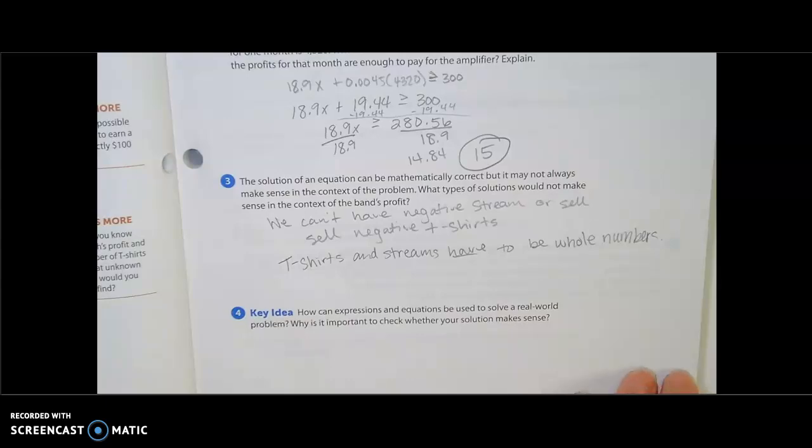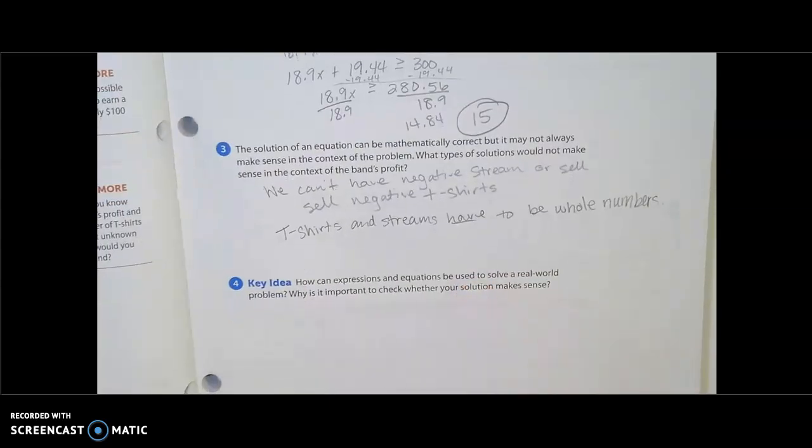All right, number 4, our key idea. How can expressions and equations be used to solve real-world problems? Why is it important to check whether your solution makes sense? So I'm just going to talk about it. I'm not going to write it. So we know that an expression or an equation models a real situation mathematically. So you can represent the relationships between known and unknown quantities and figure out the calculations in order to find our solution. But it is important to check our solutions make sense, because even when the math work is correct, the solution may not make sense.